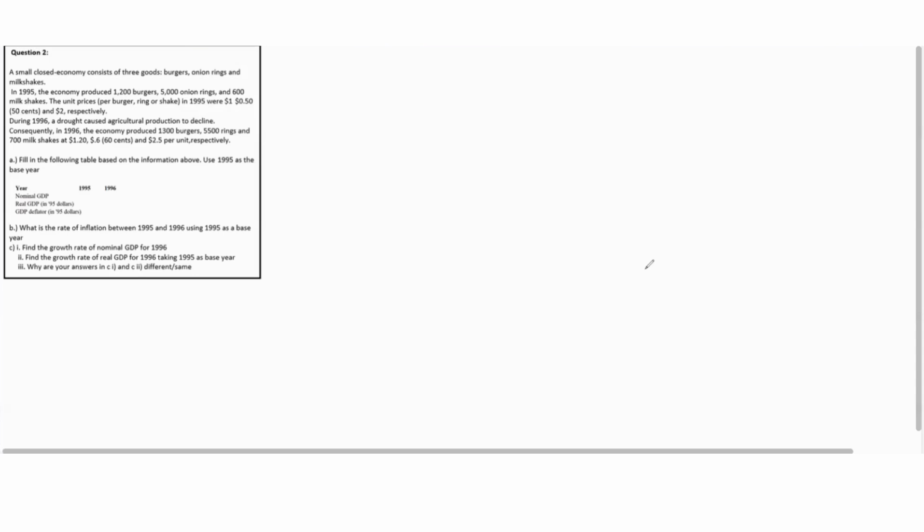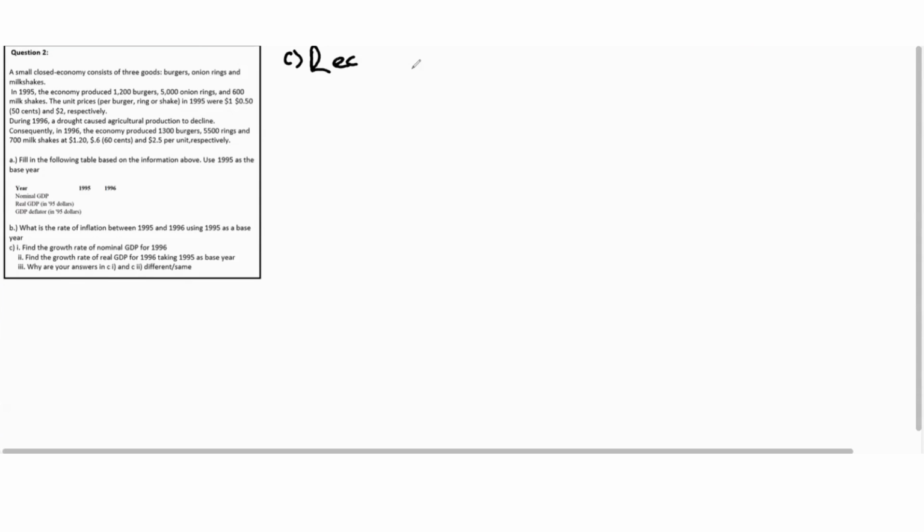We started off with calculating nominal GDP, real GDP, and GDP deflator. And then we looked at how do we find the rate of inflation. Now we want to look at how do we find the growth rate of nominal and real GDP. So for this, let's recall how do we find the growth rate of a variable x in year t.